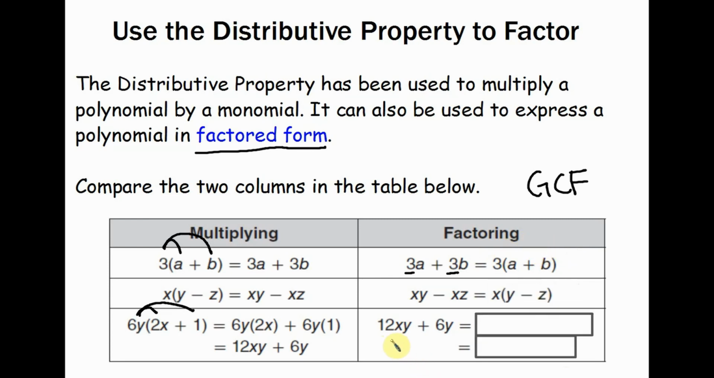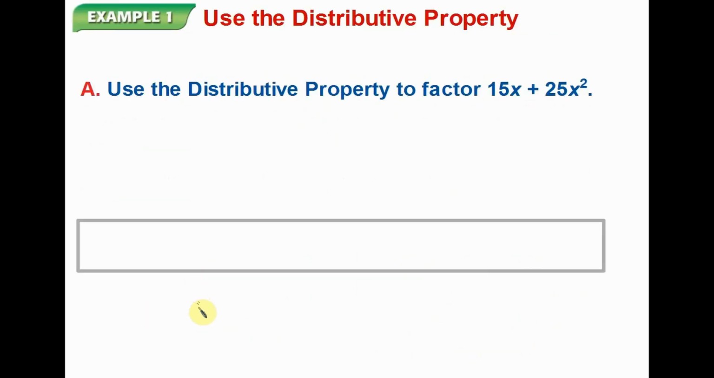Now, looking at the example 12xy plus 6y, first, they both have the term y. Looking at the numbers, 12 and 6 have a greatest common factor of 6. So I'm going to take out 6y from both terms. 6y times 2x gives you 12xy, and 6y times 1 gives you 6y. Since they both have 6y in common, I take that out: 6y times 2x plus 1 results in 12xy plus 6y. If you're not 100% sure, you can distribute to see if you get the same expression.